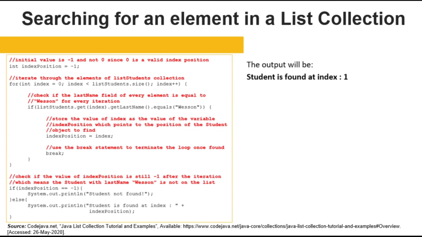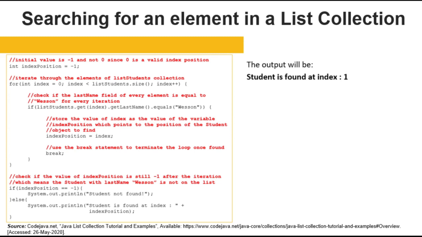Number 2, iterate through the elements of the list students. Number 3, check if the last name field of every element is equal to Wesson for every iteration using the get method, followed by the getter for last name, and the equals method for comparing equality. Note that the equals method is only applicable when comparing equality of strings. Use the double equal sign if you will compare other data types. Number 4, if the condition for equality evaluates to true, store the value of the index as the value of the variable index position, which points to the position of the specific student object that matched the last name.